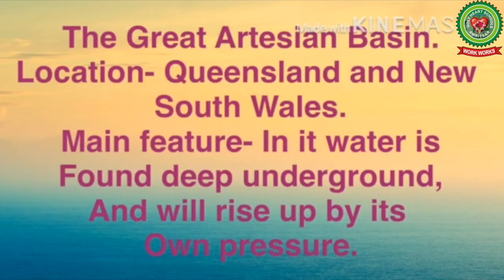The Great Artesian Basin. It is located in Queensland and New South Wales. The main feature of the Great Artesian Basin is that water is found deep underground and will rise up by its own pressure, which will lead to the formation of an artesian well.